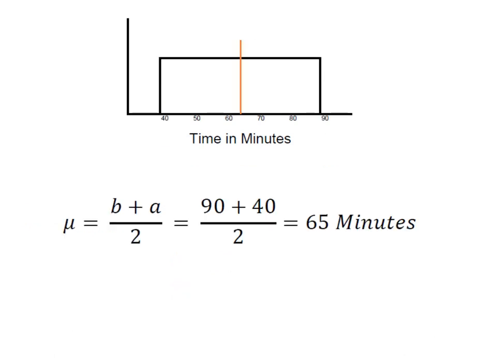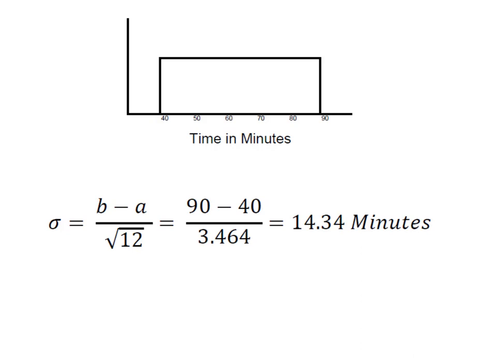So let's begin by finding the mean of this uniform distribution. So we know that the formula for the mean is simply B plus A divided by 2. So I have my B of 90 minutes, my A of 40 minutes. I add those together, divide them by 2, and now I know the mean is 65 minutes. So 50% of the values of X will fall between 65 minutes and 90 minutes, and the other 50% of the values of X will fall between 40 and 65 minutes.